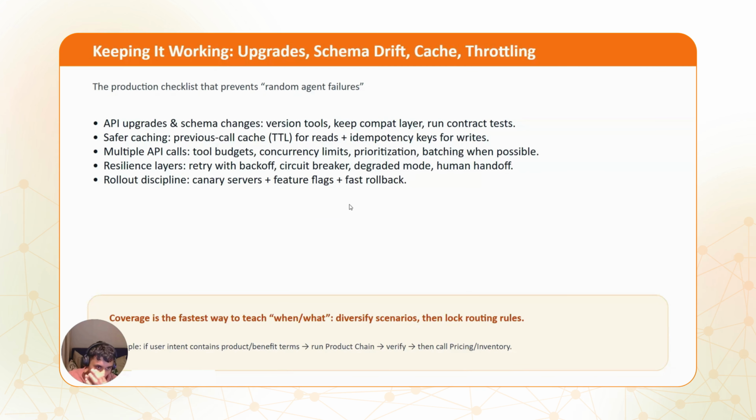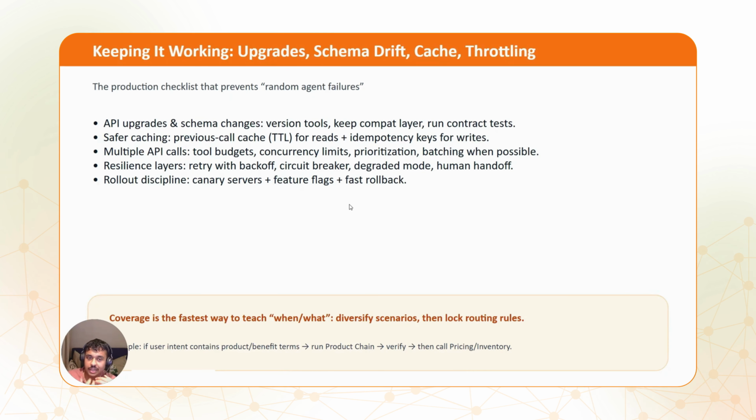Now what is important is how to keep this working in production. Whenever API upgrades happen, there needs to be version control. Be very mindful that whenever schema changes happen, they should get upgraded, and the LLM systems should also start upgrading. Your MCP systems should also be carefully managed. Everything should be backward compatible. Safer caching: previous call cache, TTL for reads, independent keys for writes. This is also very important in production.